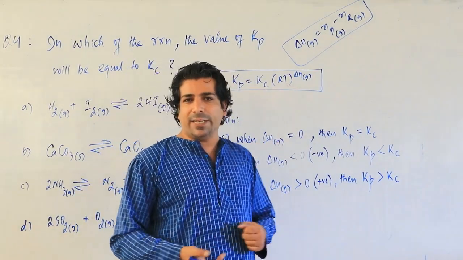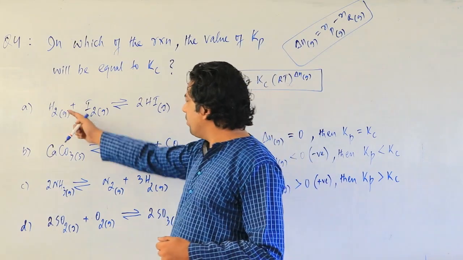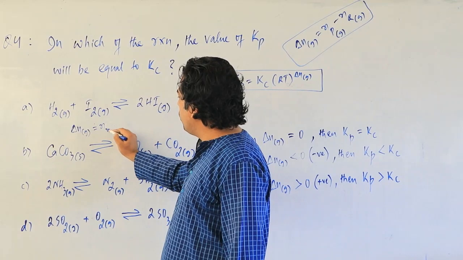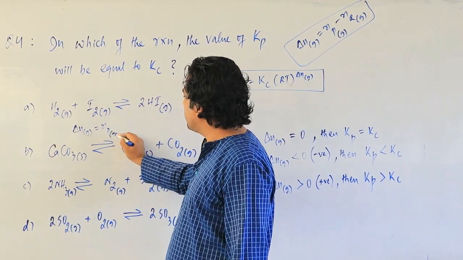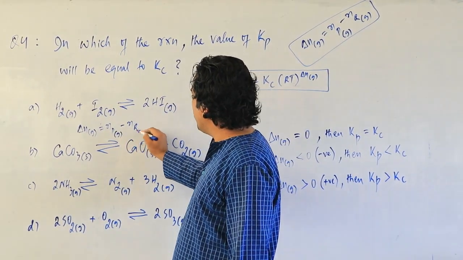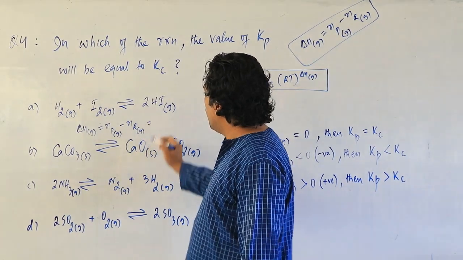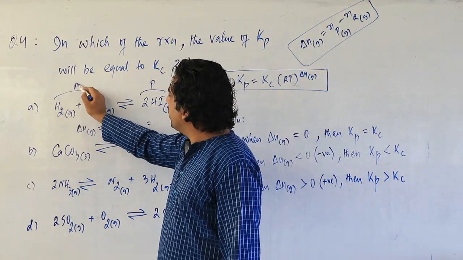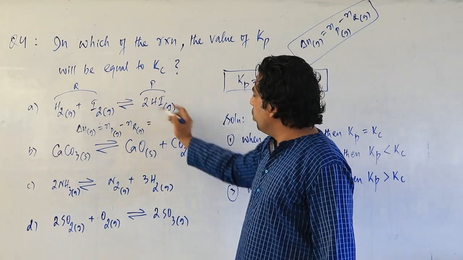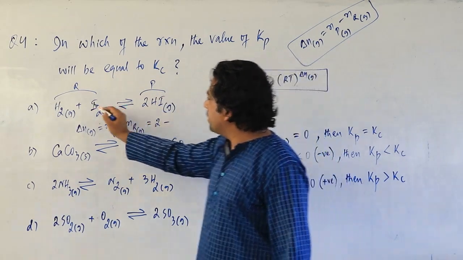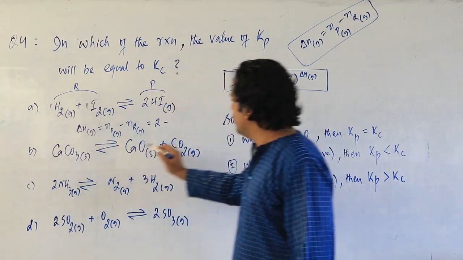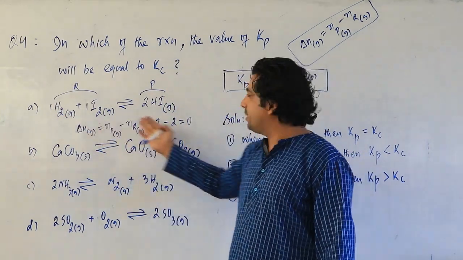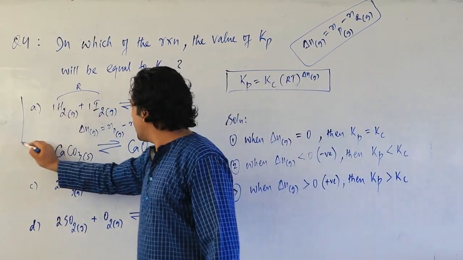So let us calculate it for reaction number 1. Delta N gaseous is the number of moles of gaseous products minus the number of moles of gaseous reactants. How many products are there? You can just check it out, my dear friends. Products are 2 moles. And reactants are how many moles? 1 and 1, so 2. So what is the value? 0. That means delta N is 0 for the first reaction.